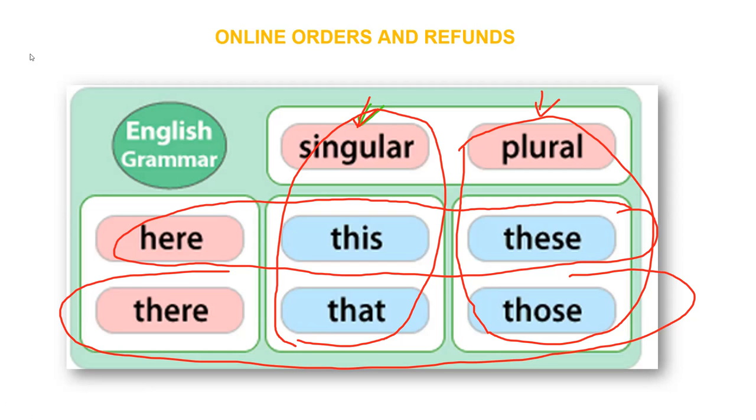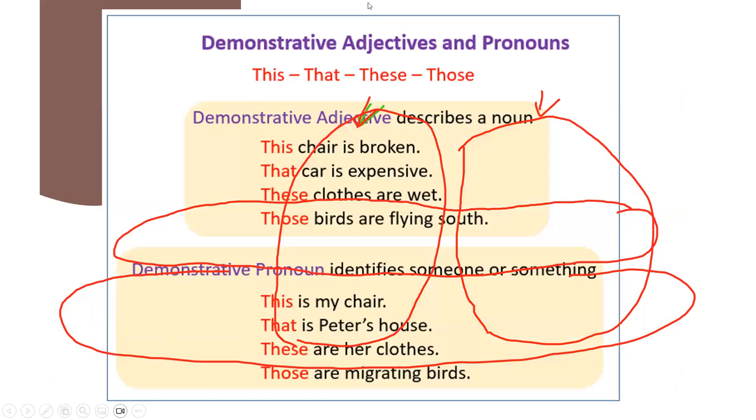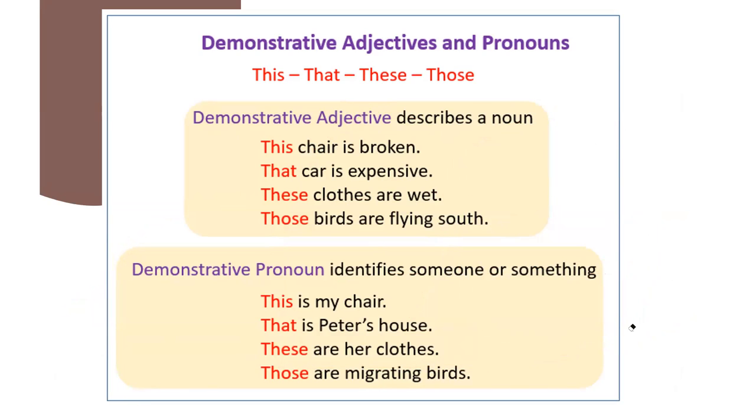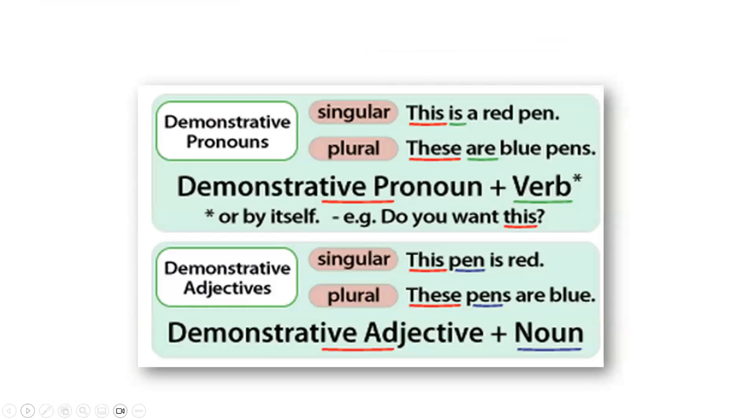Now let's see. I am emphasizing demonstrative adjectives because we can have demonstrative adjectives, but also we can have demonstrative pronouns. Adjectives and pronouns. The ones that we have already studied are adjectives. And they are different from demonstrative pronouns. These are the examples. Also, here are more examples.